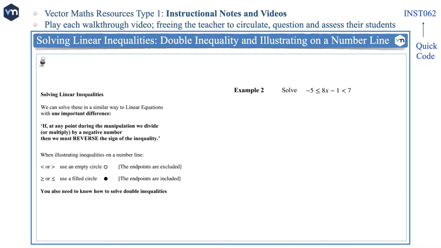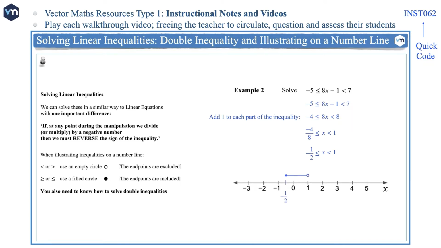In example 2, we have to solve minus 5 is less than or equal to 8x minus 1, which is less than 7. And to start, we add 1 to each part of the inequality, so minus 4 is less than or equal to 8x, which is less than 8. And then if we divide through by 8 and simplify, minus 1/2 is less than or equal to x, which is less than 1. And we can see the solution illustrated on the number line.